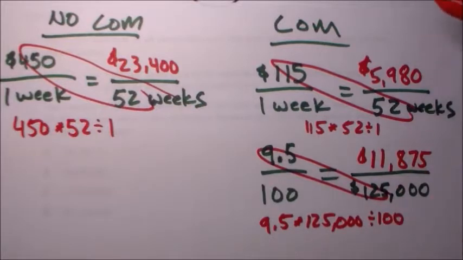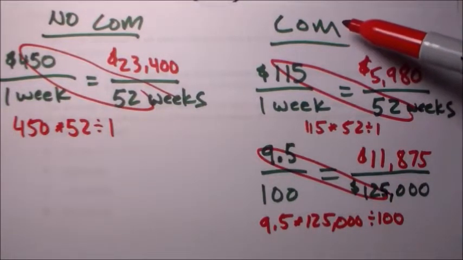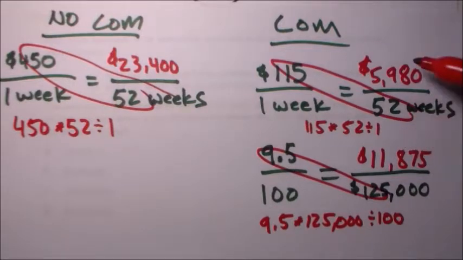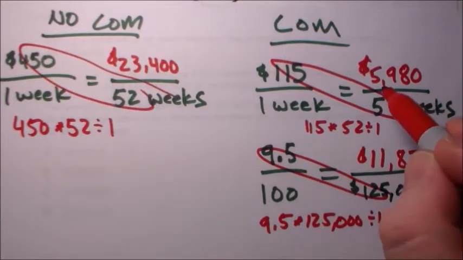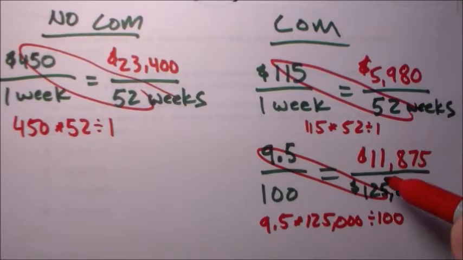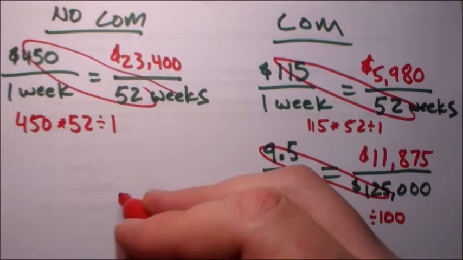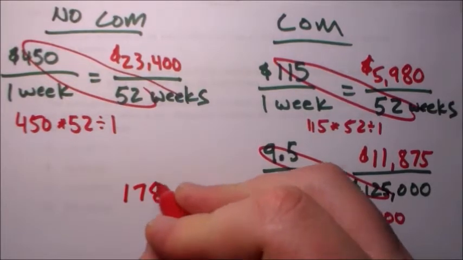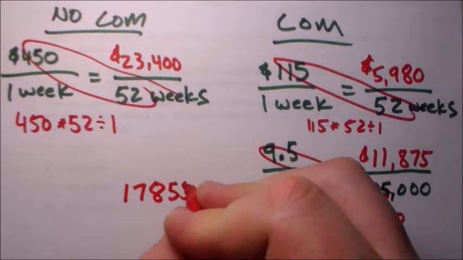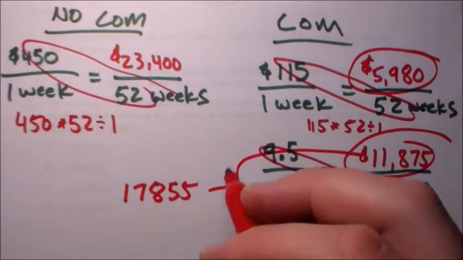11,875. So in your commission salary, if you're doing it this way, you get both of these amounts, right? You get your weekly pay and you get your commission. So we have to add these two together. We have to take 5,980 and add it to 11,875. If you do that, you're going to come up with 17,855.